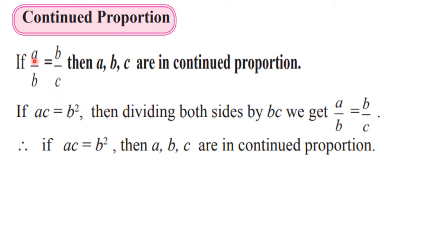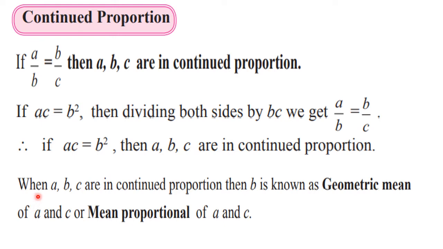Now here when we cross multiply, we will get A into C is AC and B into B is B square. So AC is equal to B square, and if we divide both the sides by BC, then we are going to get this. Okay. So here if we say that A upon B is equal to B upon C, it is the same as AC is equal to B square. Okay. So this also shows us the continued proportion.